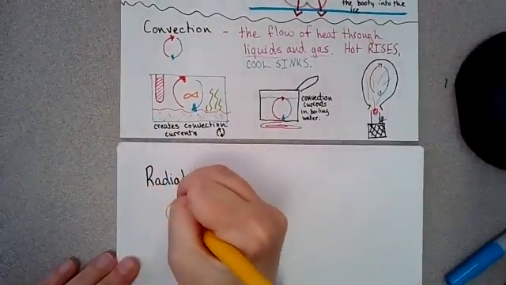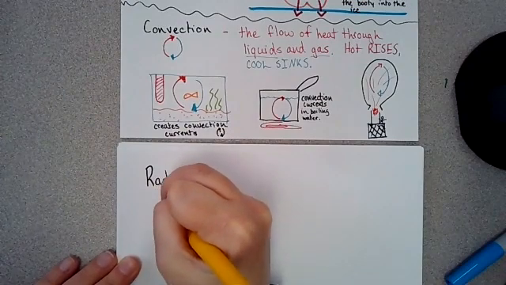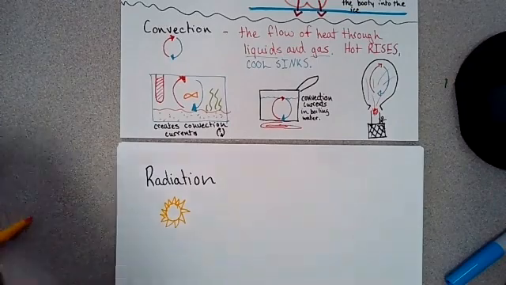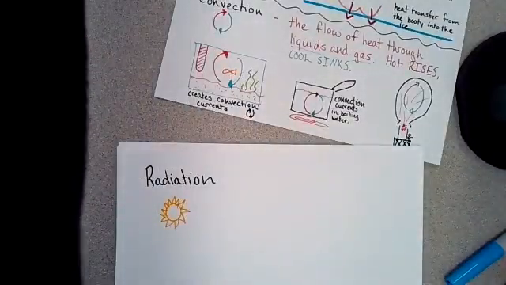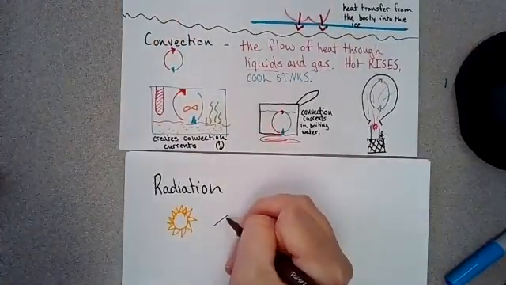Okay, so I've got my sun here, and I've got some little pokies out here. Radiation comes from the sun. Radiation also comes from fire. So I've got fire here, and I'm going to make a campfire. I like to draw little logs.